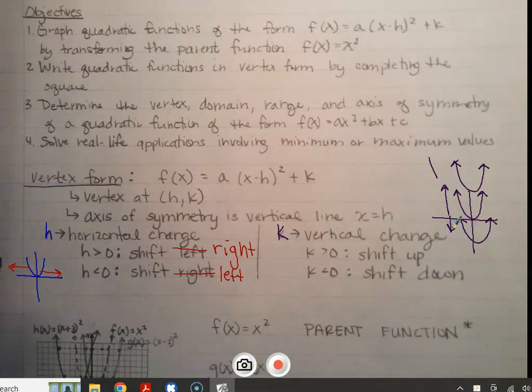We always think about how they're moving in reference to the parent function that's centered at 0, 0. Is it moving to the right? Is it moving to the left? Is it moving up? Is it moving down? That's what having our equation in vertex form can help us see.